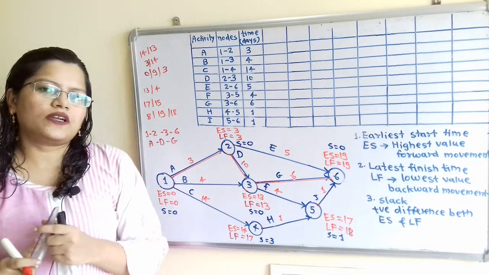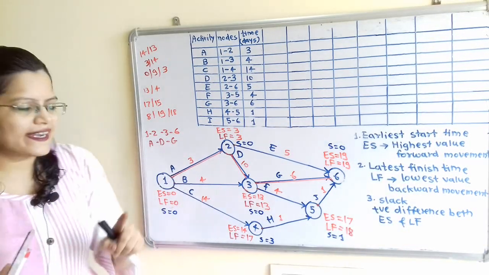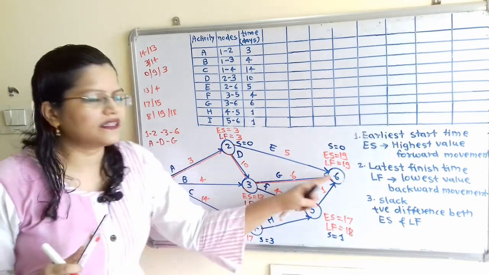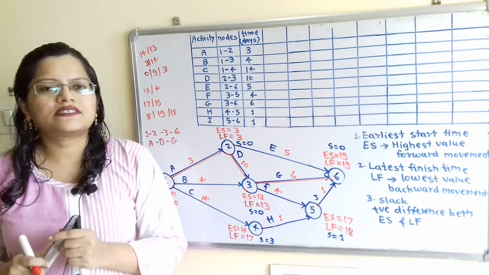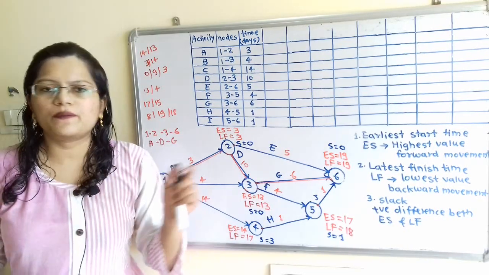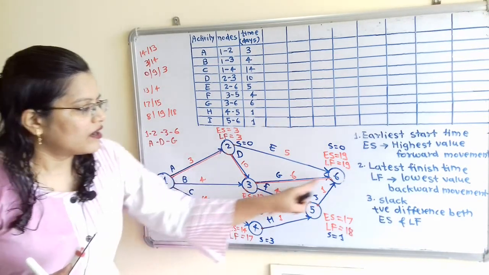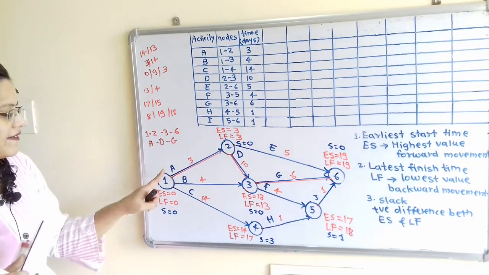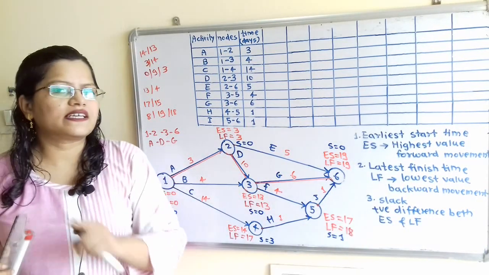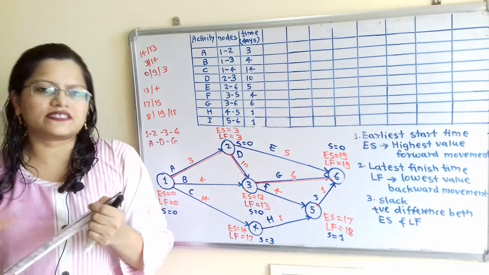Now what is the importance of this critical path? Why find out the critical path? Each activity on this critical path is critical. That means any delay for these activities will delay the whole project. So we should not delay any activity on this critical path, that is these three activities, activity A, activity D and activity G. If we delay any of them, then the whole project gets delayed.